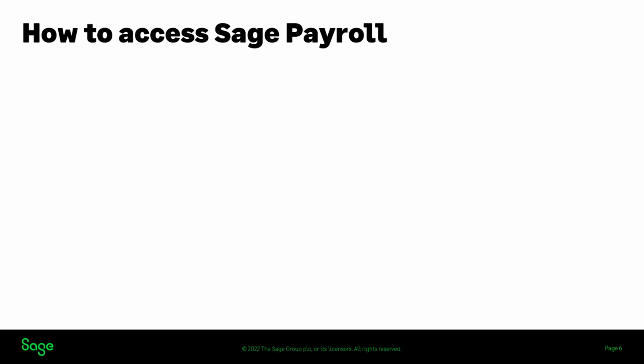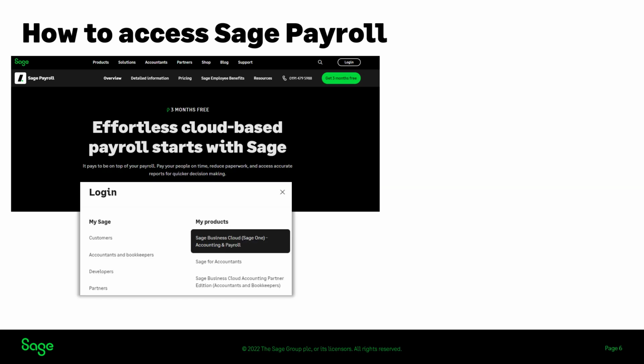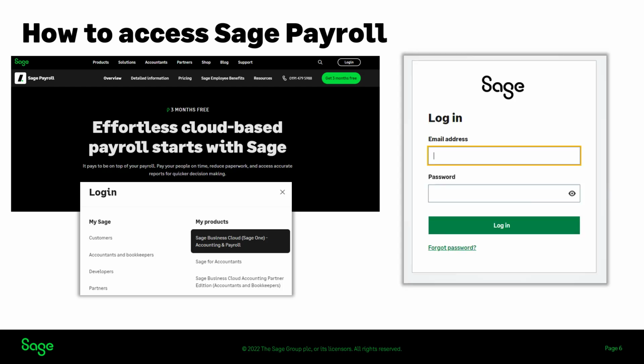First of all, here's a reminder of how you log into your software. So to log in to Sage Payroll, you head to sage.com and you would select the login option at the top of the page. When you select that login option, you would choose Sage Business Cloud Accounting and Payroll. When you are prompted, you would log in with the credentials that you set when you first signed up for the software. As this is a cloud-based software, you can log into this on any device as long as you have an internet connection.